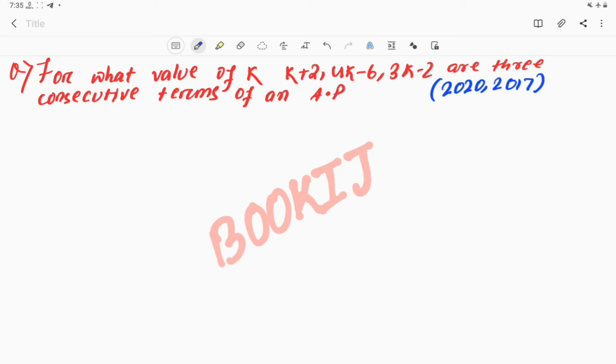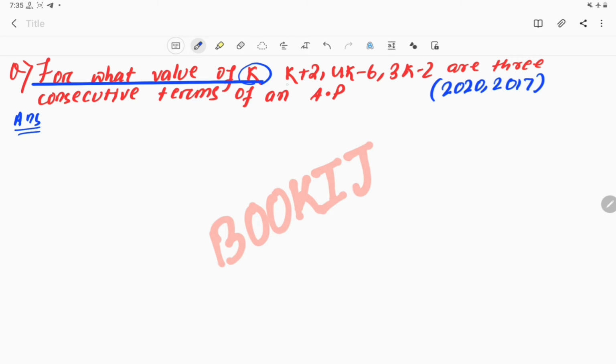Hello everyone. Now we'll solve another board question from the same chapter, arithmetic progression. So here in the question it is given: for what value of k? That means you'll have to find the value of k.